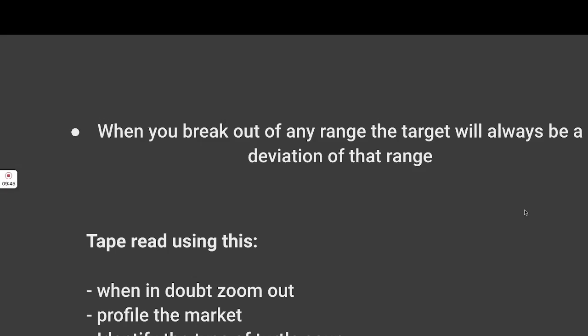When you break out of any range, the target will always be a deviation of that range. To basically understand deviations, you would take out your fib and add a first, second, and third standard deviations. I want you guys to tape read using this. When in doubt, zoom out, that means head to a higher time frame, profile the market, and identify the types of turtle soups that form.